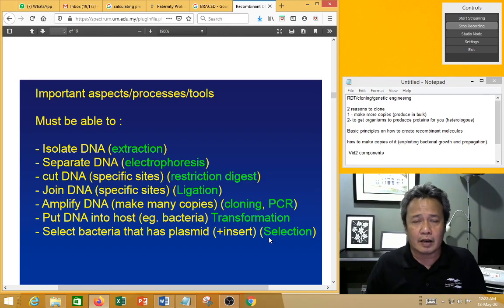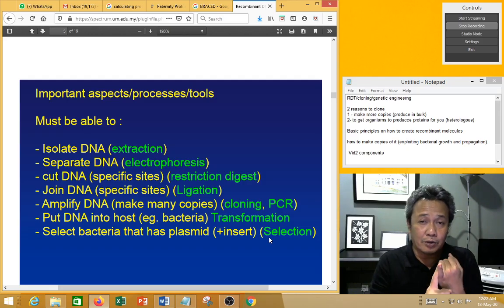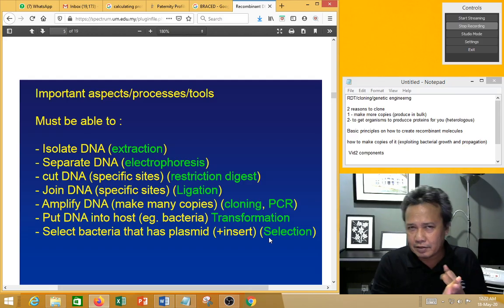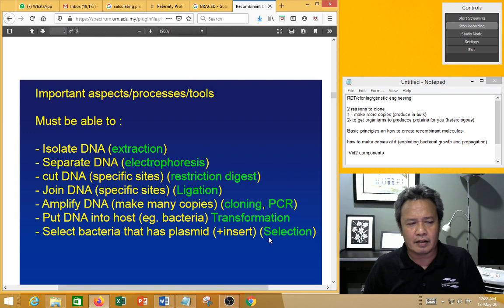So for introduction purposes, you need to understand why you clone, what the steps involved in cloning are, and then what the tools or processes are that will help you with the process of cloning.